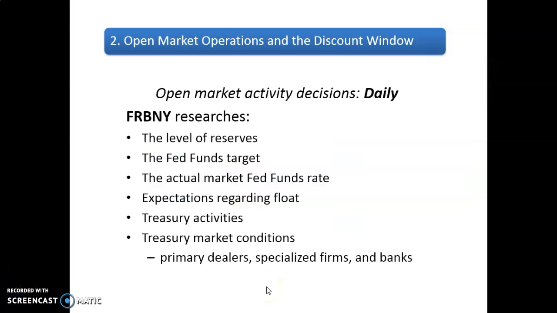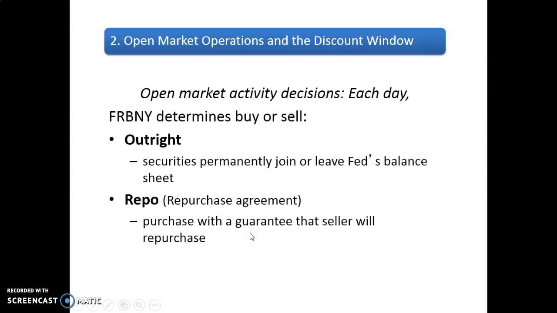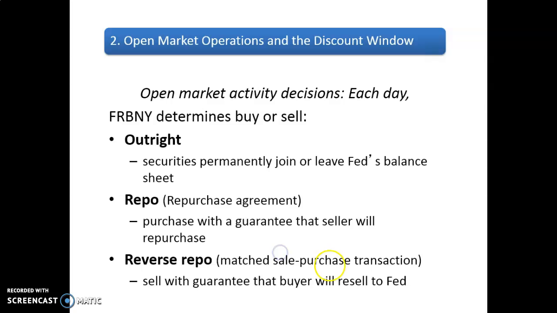So in performing open market operations, the Federal Reserve Bank of New York checks this list of things on a daily basis in order to make buy and sell decisions. Their open market activity can also have different time frames. Outright means that they've made a permanent decision to buy or sell securities. Repo is just an overnight purchase or sale of a security, and then a reverse repo is where you sell with the guarantee that the buyer will resell it to the Fed after the transaction.